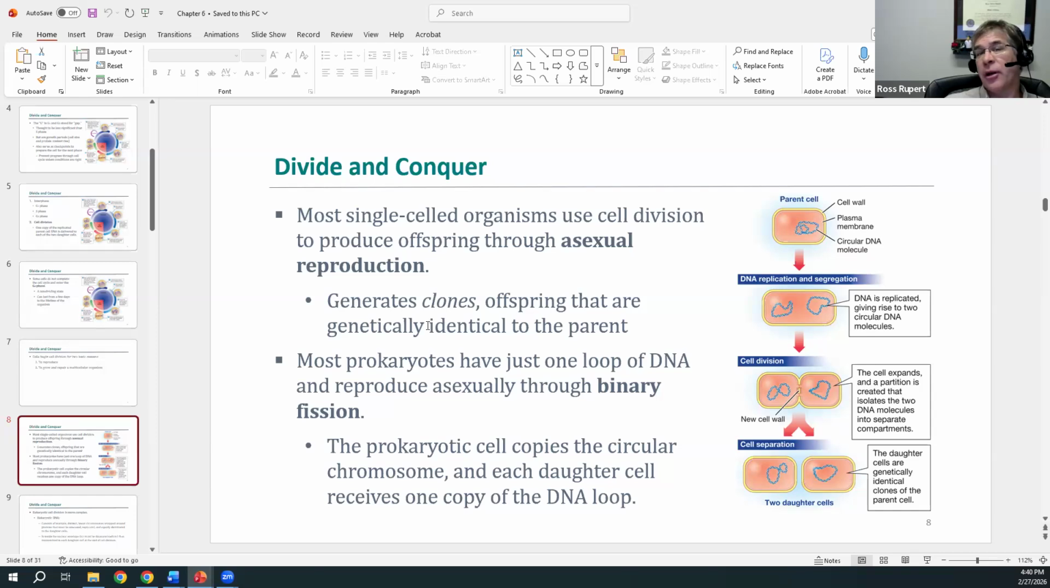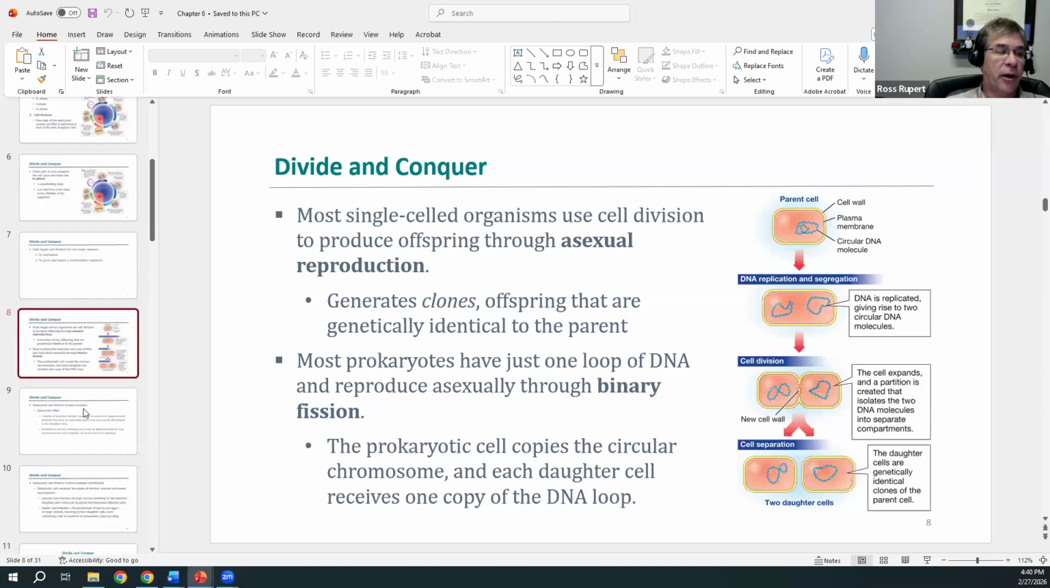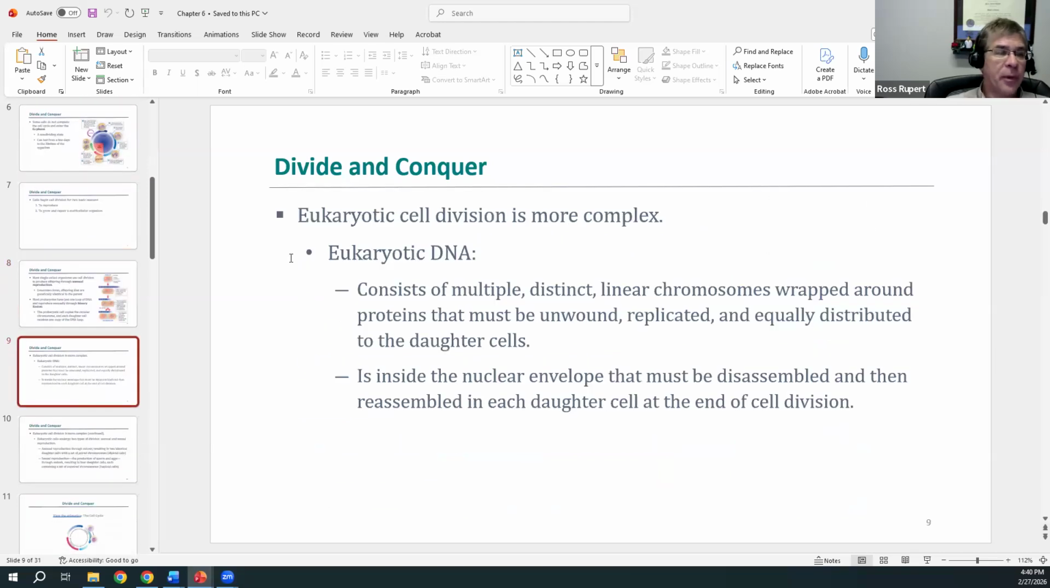Bacteria don't do any of that. They do what's shown here. They just do simple binary fission. They have one circular chromosome, they double it, and they partition it into two new cells, each of which has a single chromosome. Those are called daughter cells. It's important to understand they're called daughter cells. We'll use that term a lot.